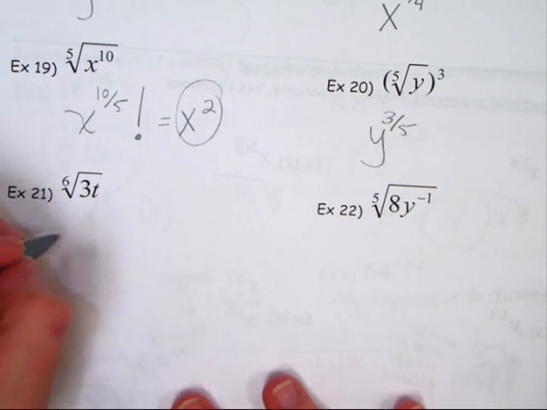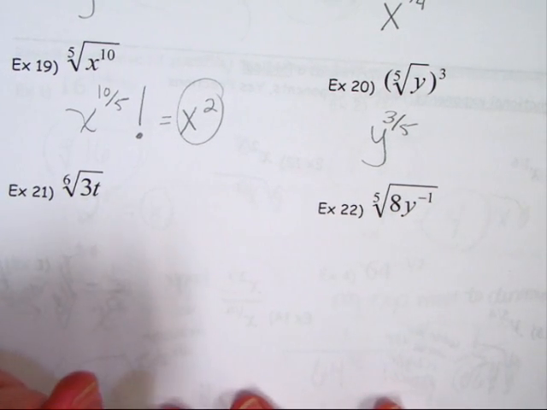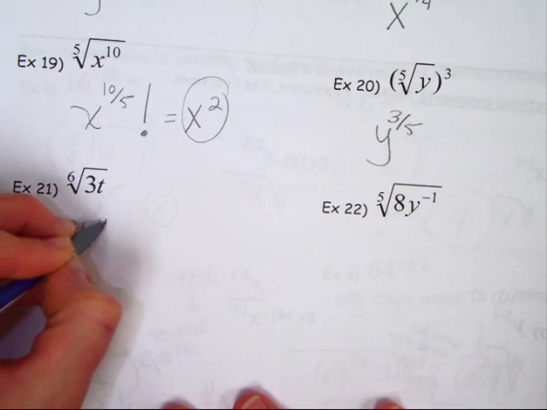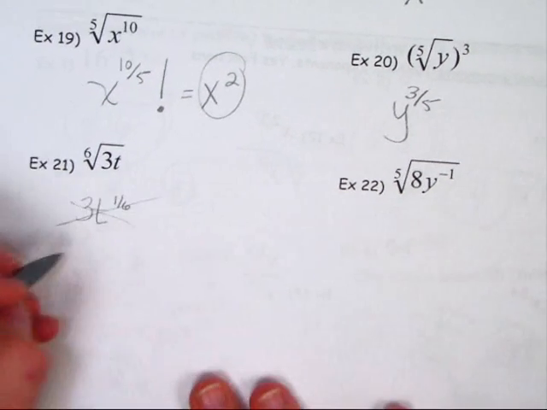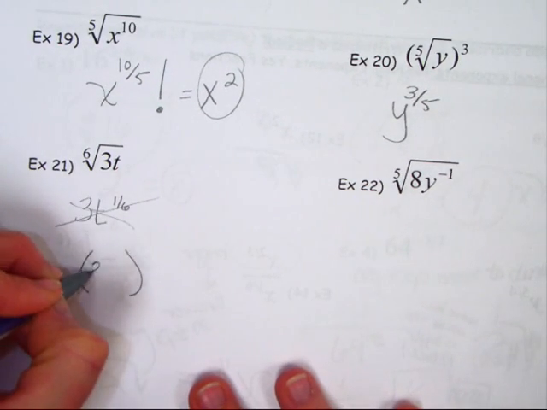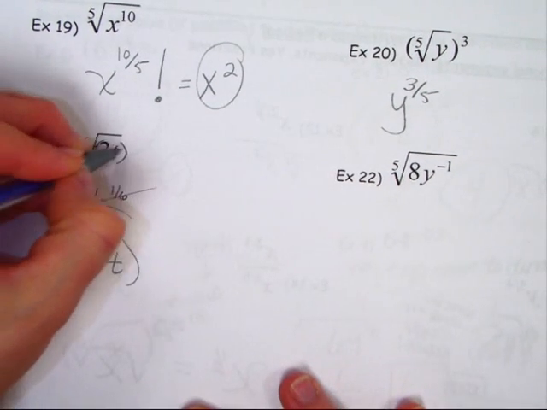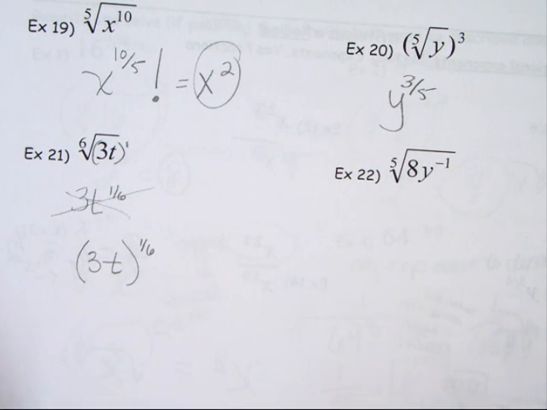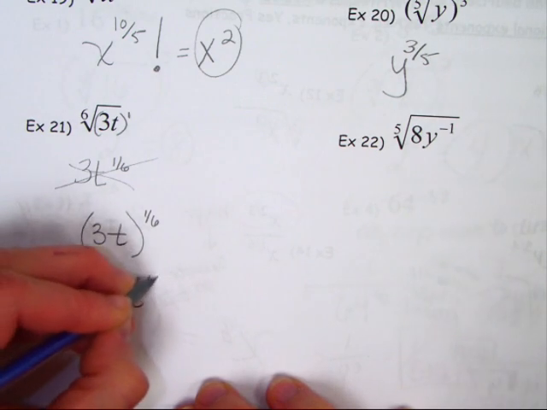Alright, number 21. Now be careful with 21. I want to show you what I get and I want to show you what's wrong. People will write 3t to the 1/6 power. This is incorrect because it is 3t as a quantity to the 1/6 power. What's even better? 3 to the 1/6, t to the 1/6.